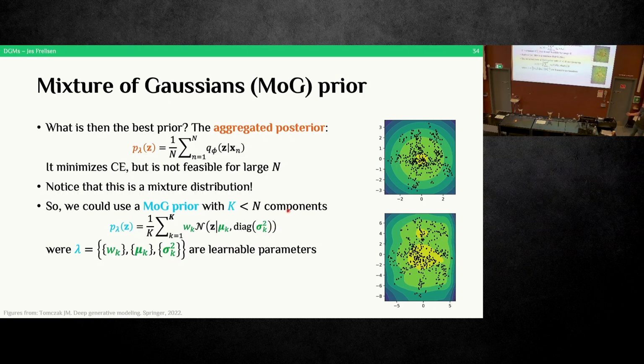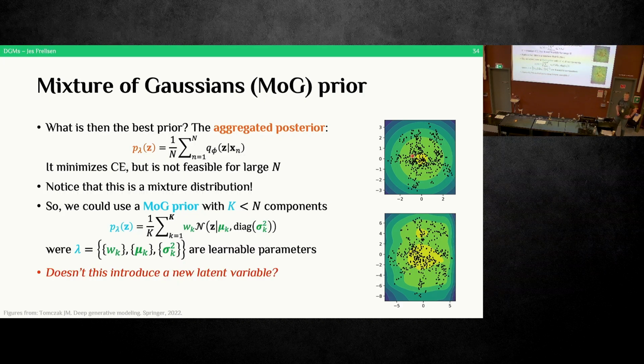This is an example from Jakub's book where we learn a low dimensional version of MNIST. This is what a learnable mixture of Gaussians prior looks like. You have the prior here in greenish in the background, and you have the aggregate posterior. We already see it's not a perfect match to the aggregate posterior, but we get a much more sensible prior compared to the standard Gaussian prior.